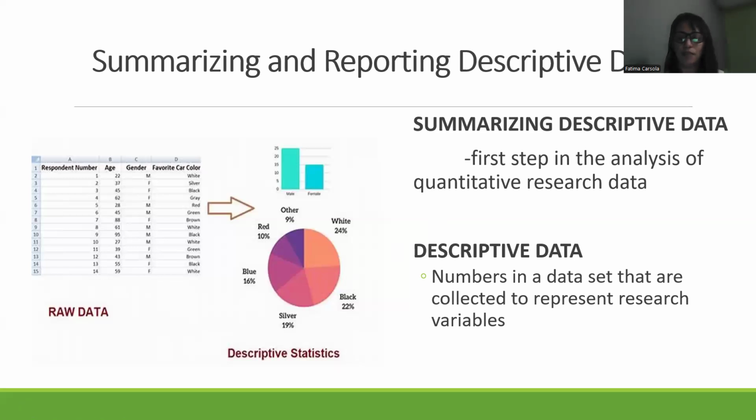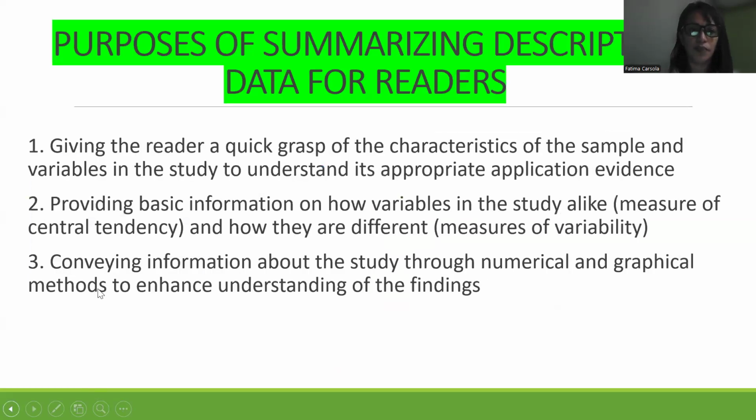So, for example, a data set could contain variables including ages of the participants and years of experience as a nurse, and the scores on job satisfaction instruments. Simply put, descriptive statistics use numbers narratively in tables or in graphic displays for you to be able to organize and describe the characteristics of the sample. So, descriptive data are, of course, numbers in a data set that are collected and that represent the research variables.